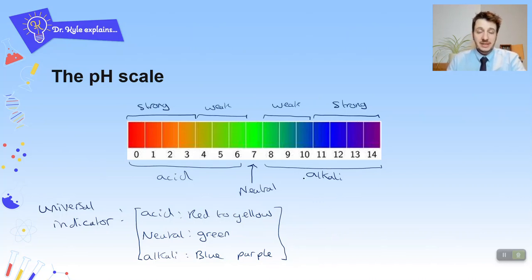Phenolphthalein is a pink indicator only. It will only turn pink, and that's it. So it will only turn these colours when universal indicator is added. Now, universal indicator can be a liquid, or it can be a piece of paper that you put in. It will change the colour, but again, it's only when there is universal indicator present.